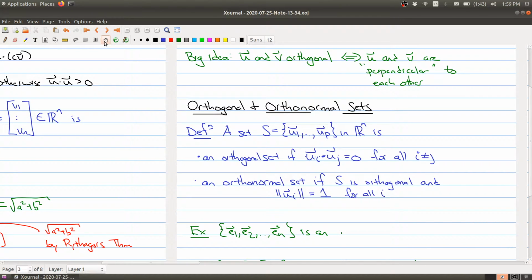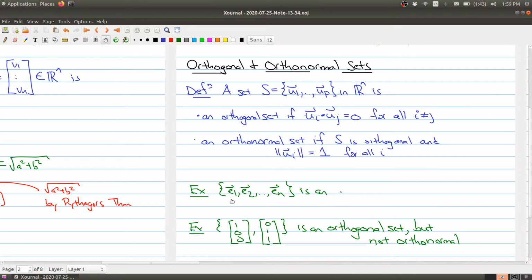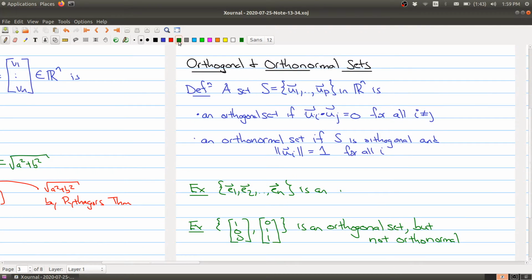And you've seen these things before, actually. E1 through En is an orthonormal set in Rn. It's clear if you think about this in R3: the standard basis elements are all perpendicular to each other, and they all have length 1. So this would be an example of an orthonormal set.